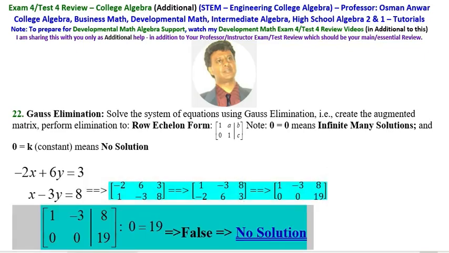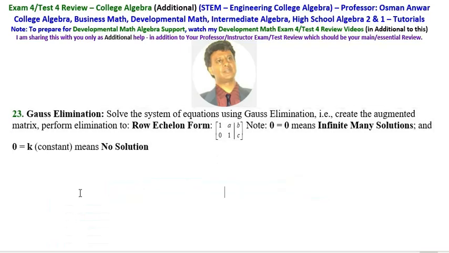This means you have 1, minus 3, 8, 0, 0, 19. So this is x times 0 is 0, y times 0 is 0. That means 0 equals 19. And this is false. Of course, 0 is not equal to 19. It is false. That means no solution. And that is what it says here. When 0 equals some constant, which is 0 equals 19, that is no solution.